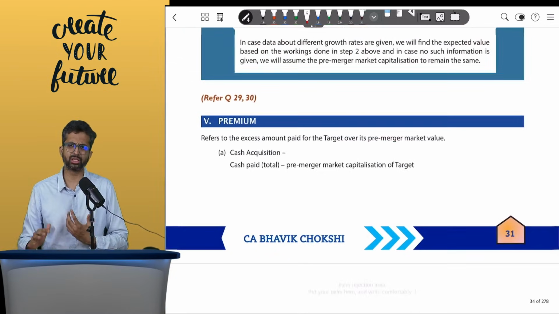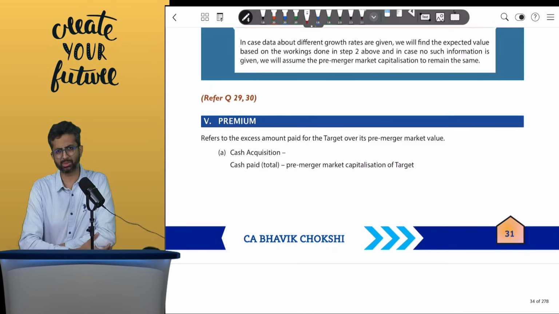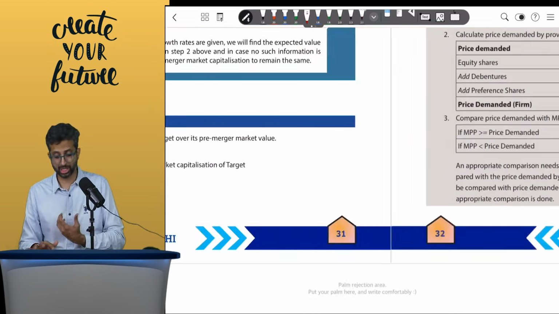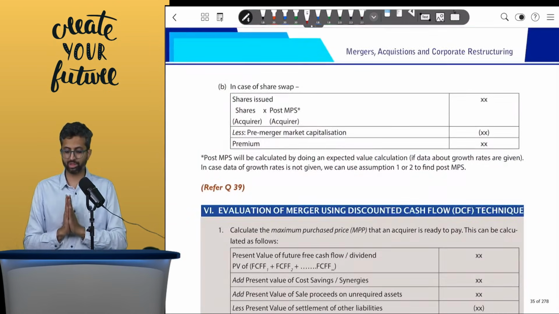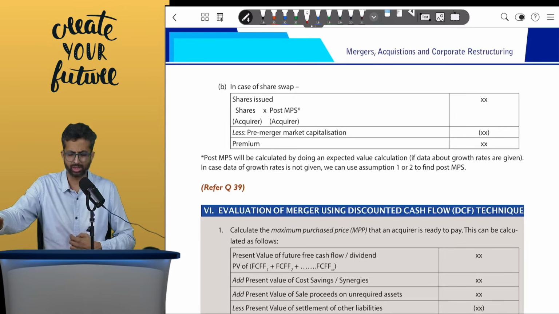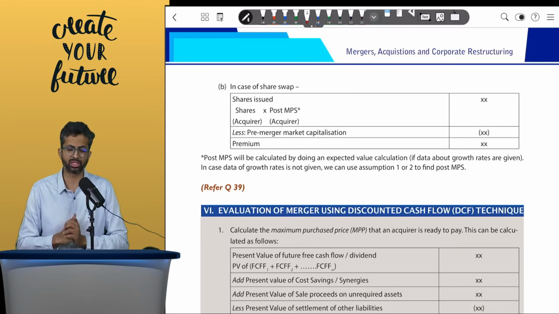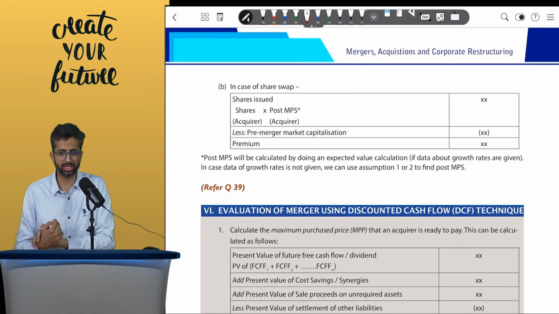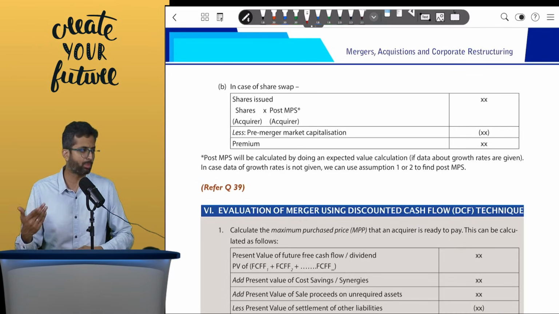Premium is calculated in case of a cash acquisition as the cash paid minus the pre-merger market value. In case of a share swap, you will try to find in general the post-merger market price. Based on that, you will find how much you are effectively paying, and compared with the pre-merger market capitalization, that will give you the premium, that is the excess you are paying either in the form of shares or in the form of cash.